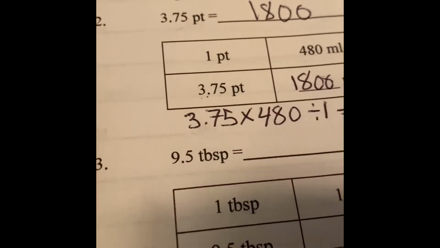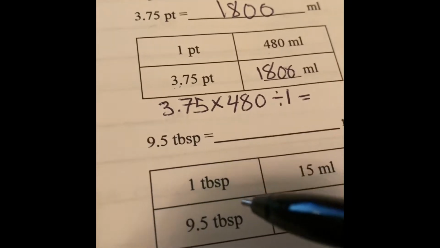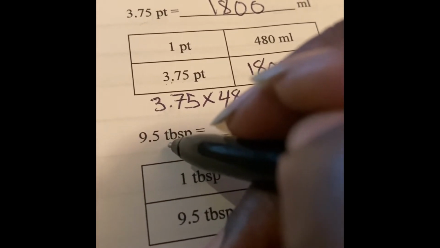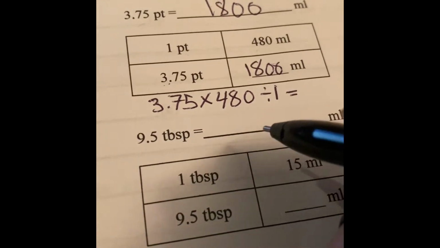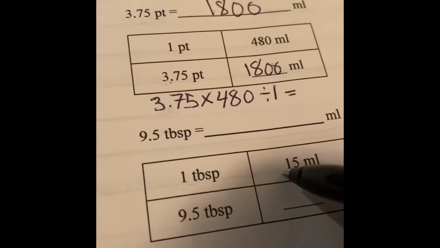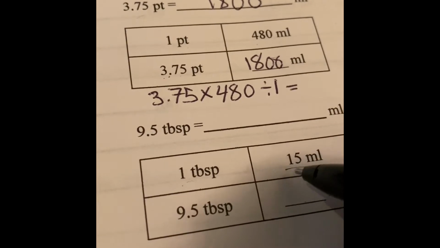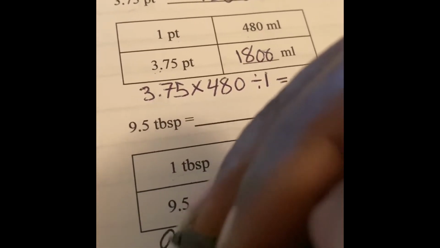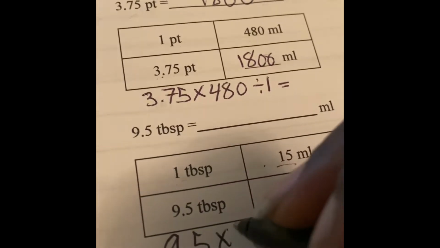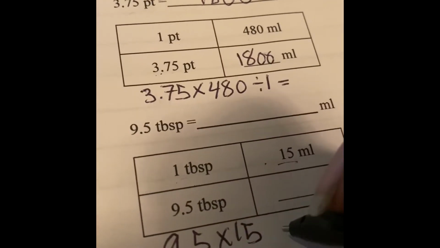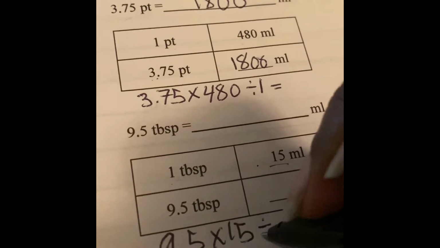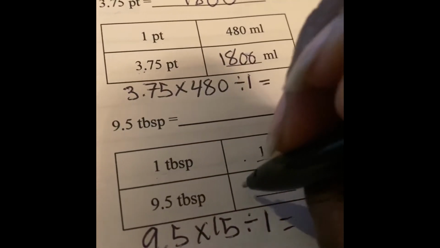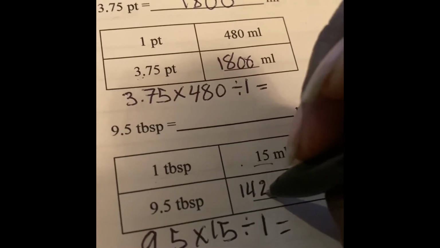Okay, so for number 13, we have 9.5 tablespoons equals blank ml. 1 tablespoon equals 15 ml, so you're going to do 9.5 times 15, and then you divide it by the amount of tablespoons you need, which is 1, equals 142.5.